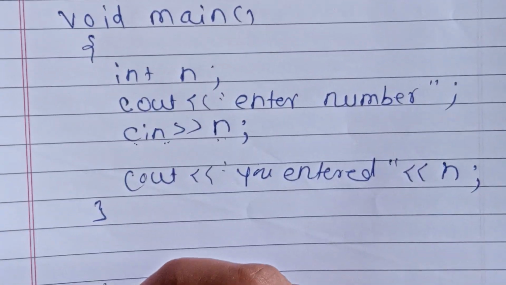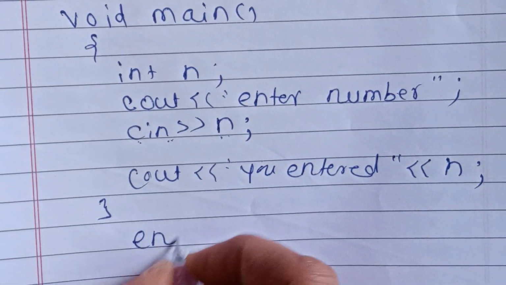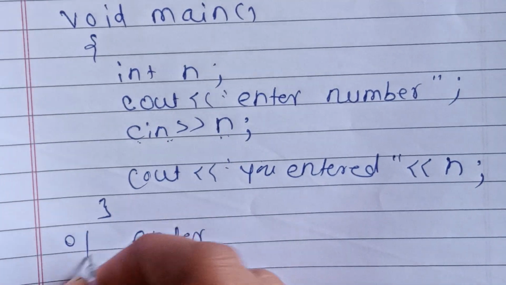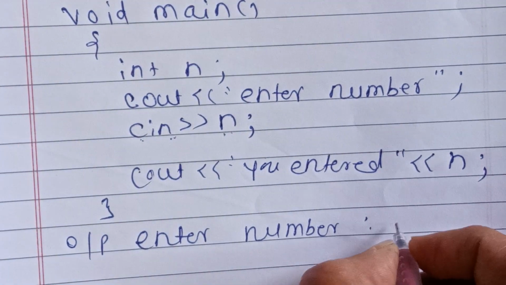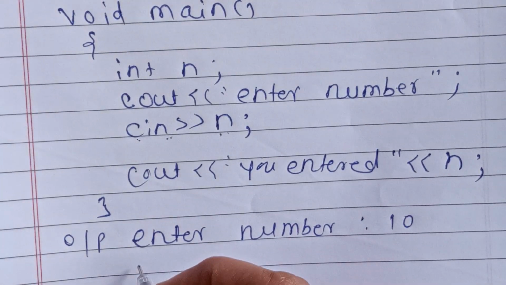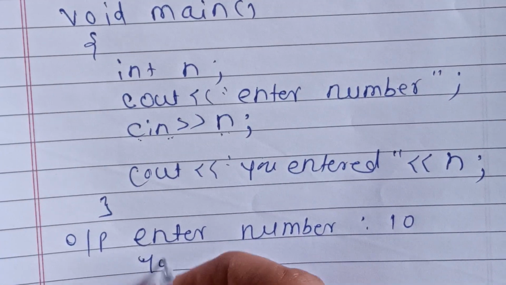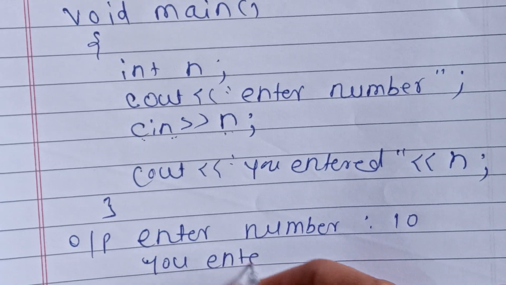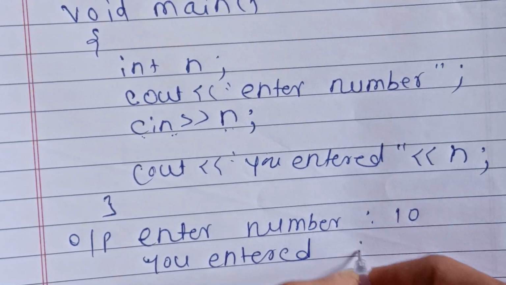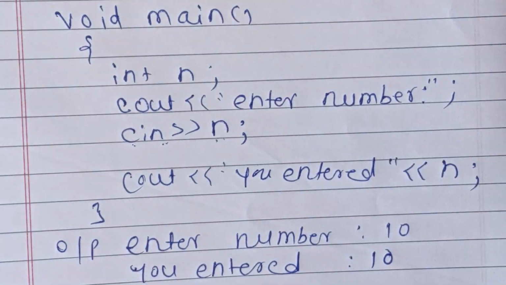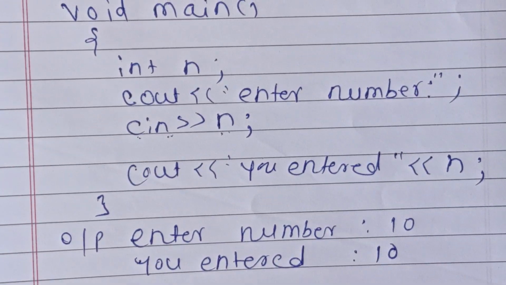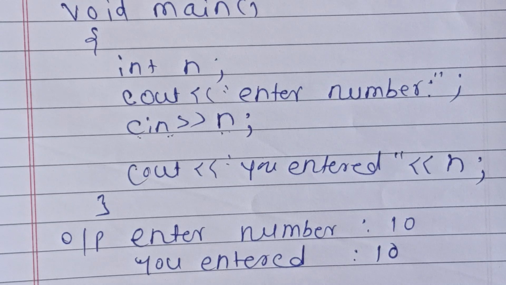Okay, now what will be the output of this program? Enter number. Suppose you are entering 10, now in the next line it will display you entered 10. So this was the program of taking input from the user and displaying a message.